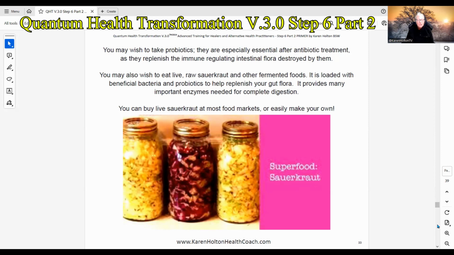You may also wish to eat live, raw sauerkraut and other fermented foods. It is loaded with beneficial bacteria and probiotics to help replenish your gut flora. It provides many important enzymes needed for complete digestion.